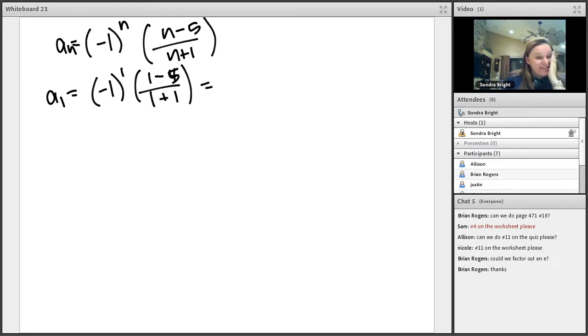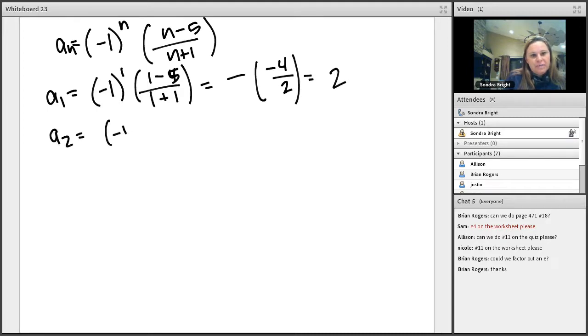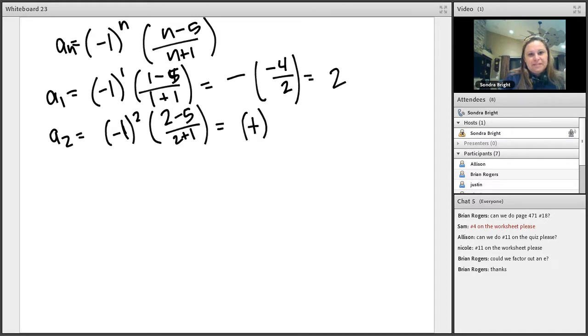On my graph when I tried to graph this thing. So that's a negative of, what is that? -4 over 2. So it's a 2 on the first term. And then the second term would be (-1) squared times 2 minus 5 over 2 plus 1. We're going to revisit all of these next chapter also, by the way. Anyway, that's a +1, and then a -3 over 3. So you end up with a -1.